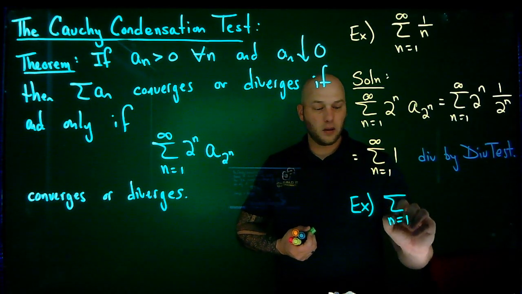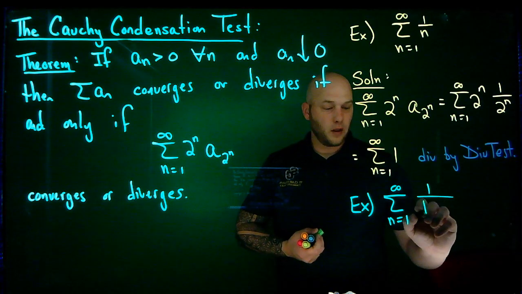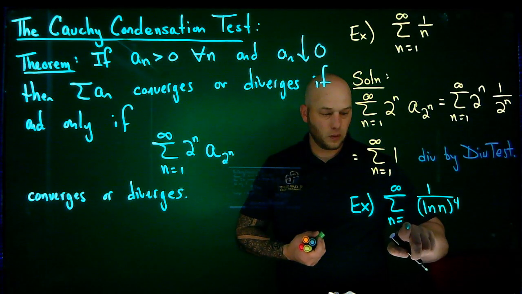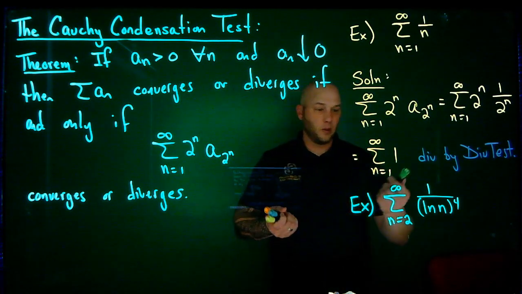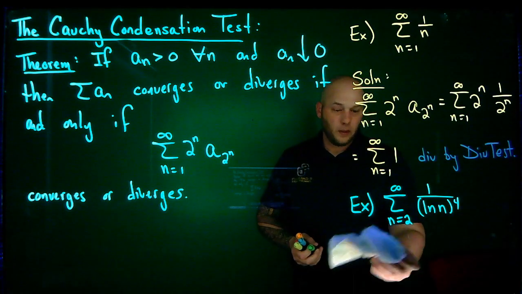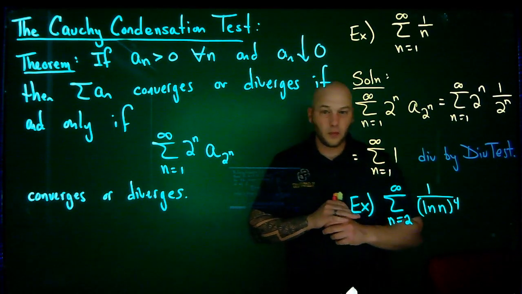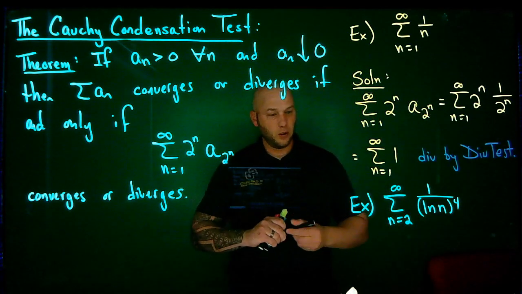So let's take a look at the sum over n of 1 over the natural log of n to the fourth. And let's actually start that at 2, because if I plug in 1, of course, that'd be 1 over 0, which is undefined. All right, and let's go ahead and apply the Cauchy condensation test to this. All right, so solution.